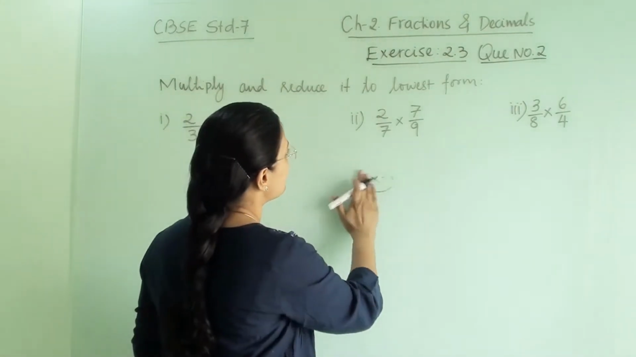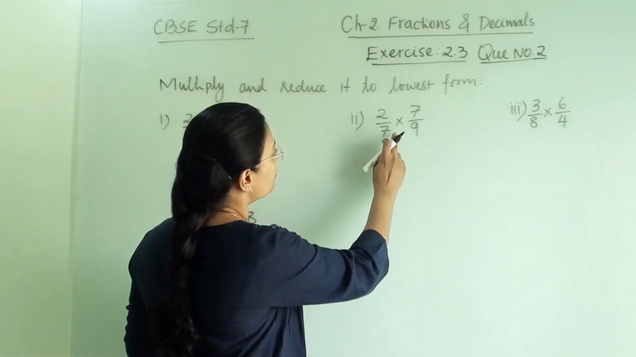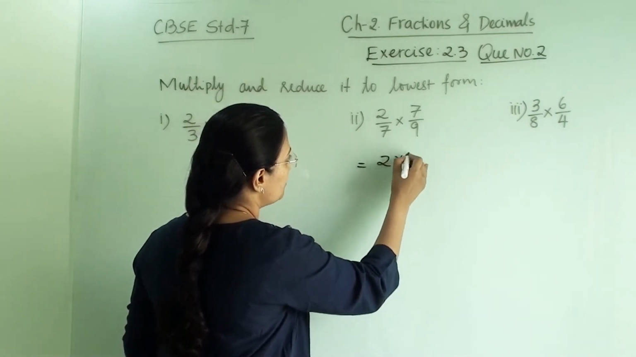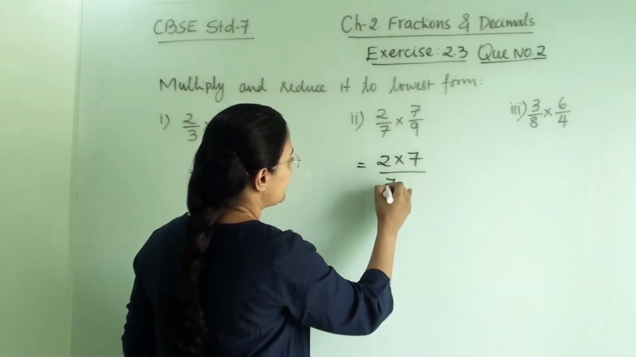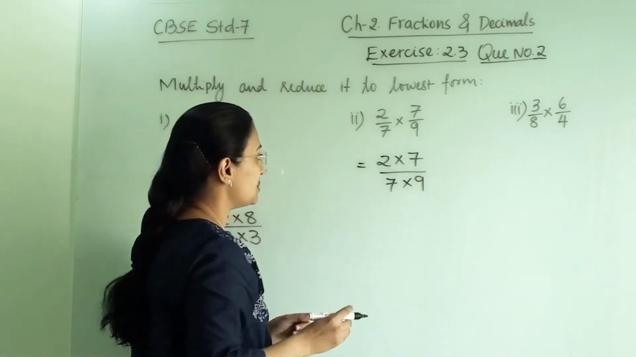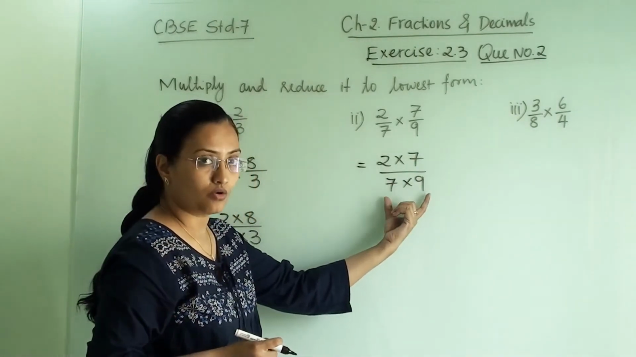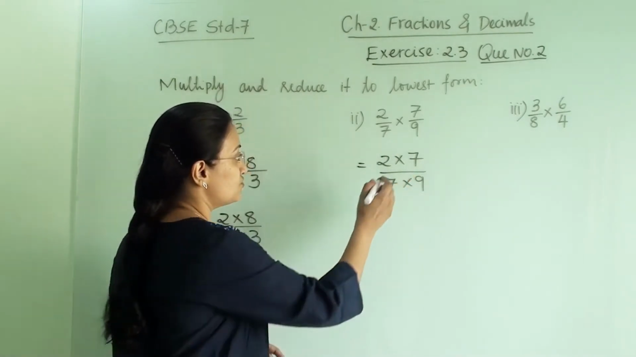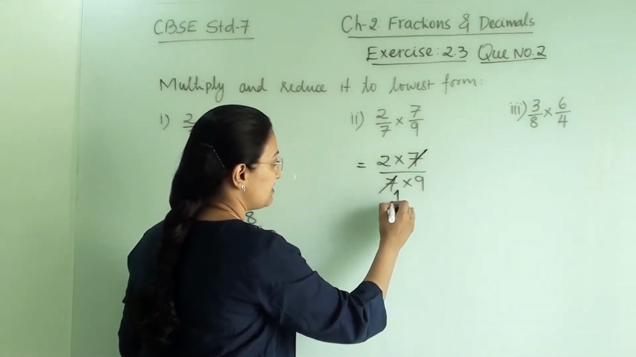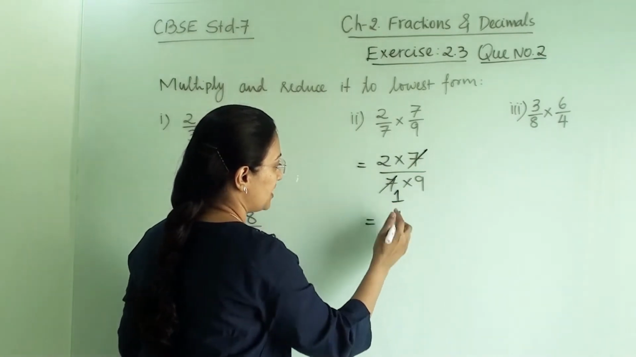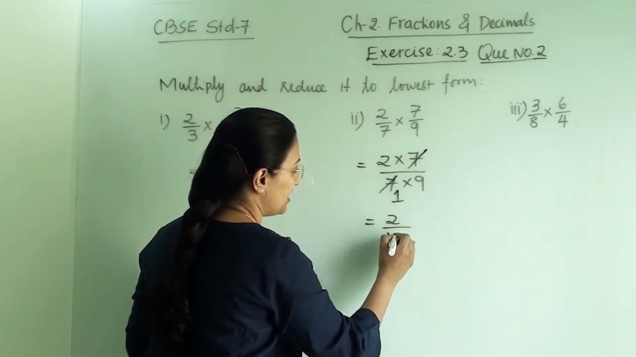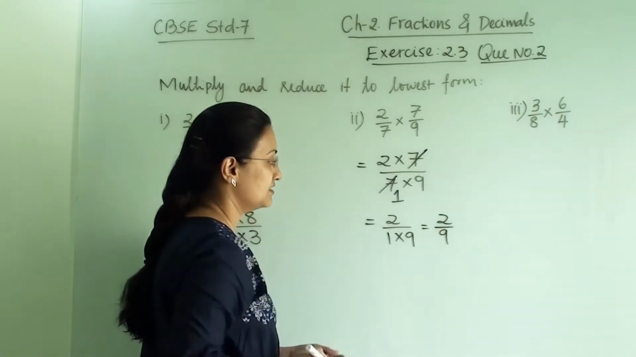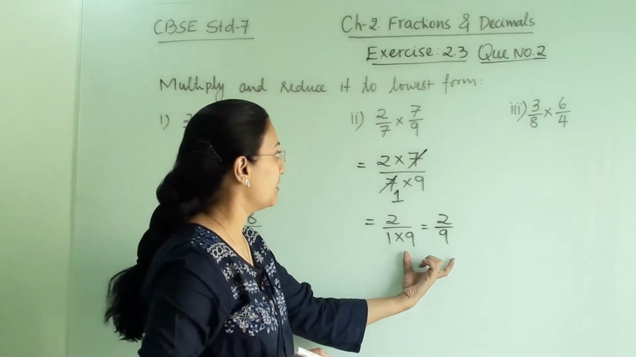Now the next is 7 by 2 into 7 by 9. So let us write this, 2 into 7 divided by 7 into 9. Now let us check whether we can reduce this or not. Here we can reduce this because 7 and 7 are there. So 7 ones are 7. Here we write 2 divided by 1 into 9. So our answer is 2 by 9. That is how we will multiply.